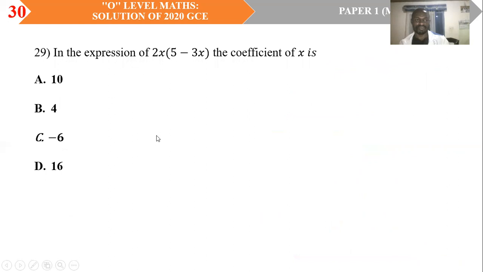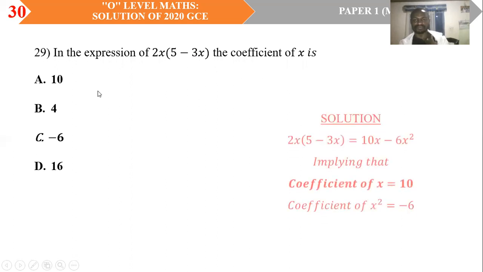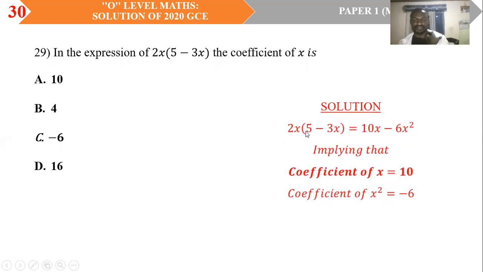Answer C. Question 29. In the expression 2x into 5 minus 3x, the coefficient of x is... 2x into 5 minus 3x is expanded as 10x minus 6x squared, implying that the coefficient of x is 10.